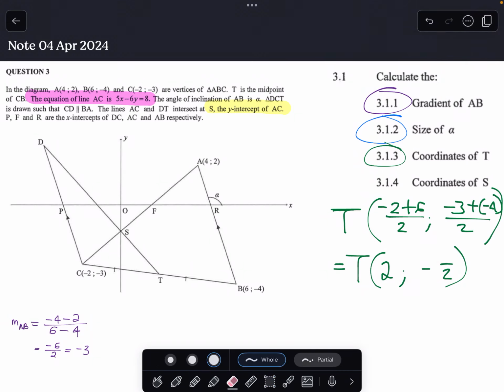That 7 is not really giving. Let's try that again.